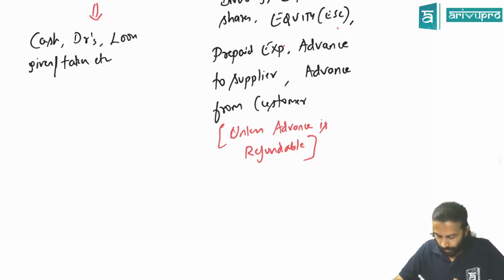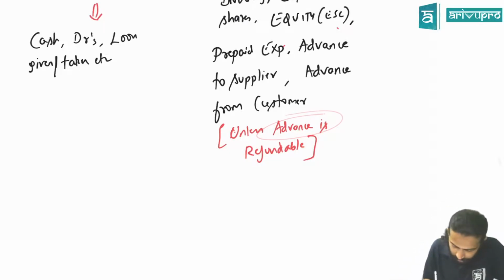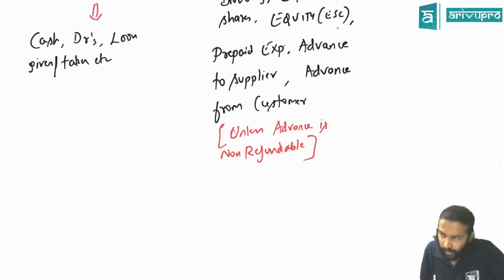Yes, no? Are we fine? Actually, what should we write here? Unless advance is refundable. Refundable means it becomes this one, no? Should we write non-refundable here? That's what we should write. Any confusion? Unless advance is non-refundable, correct?